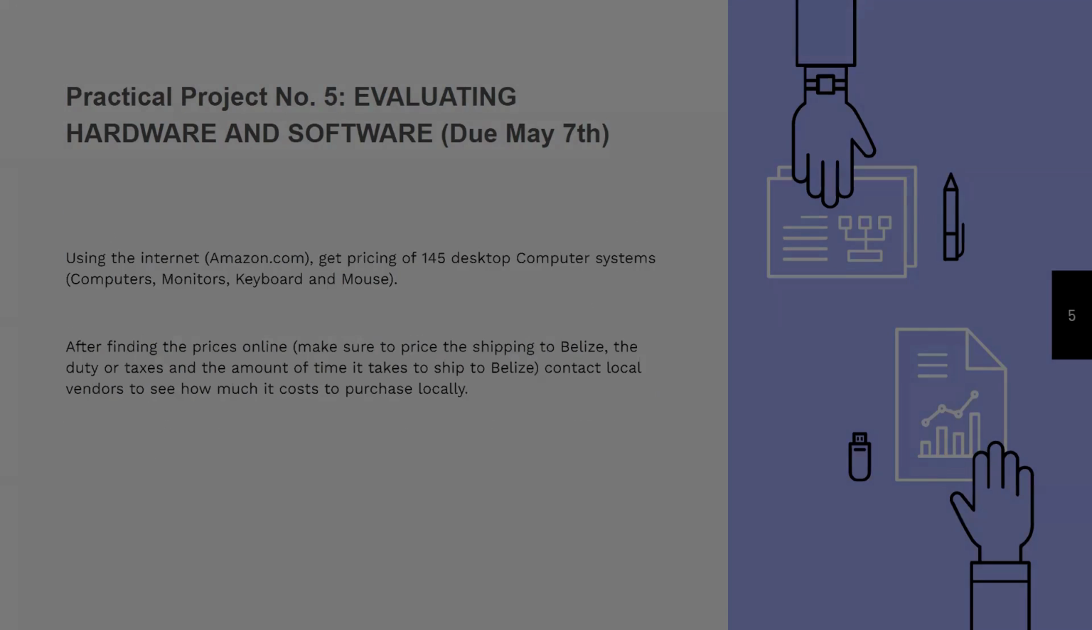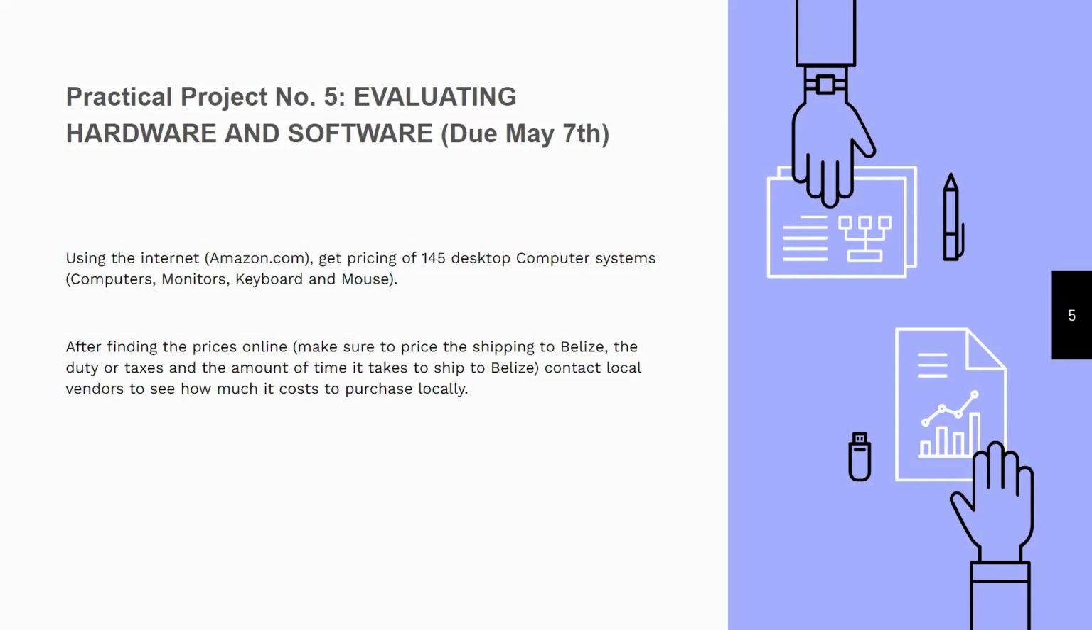As you prepare the breakdown of the resources that would be required, you must pay attention to the specifications of these devices to ensure that they meet at least the minimum requirement, and you're sourcing prices both online as well as locally. The online prices, we're recommending that you use amazon.com to get your pricing for the online budget.